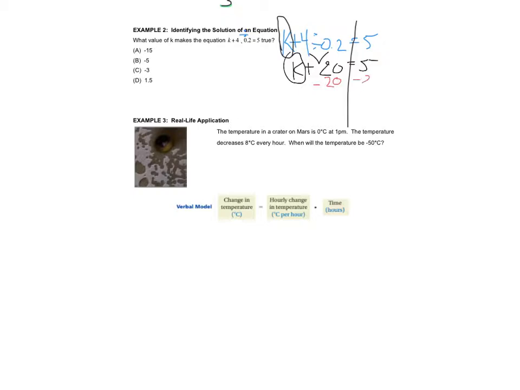So if I take 5 and subtract 20, because these will cancel, 5 minus 20 is negative 15. That's my answer. I look over here, letter A is my answer, and again, to check it, I could plug that right back into that k up at the top. I would still be doing the division first, but I would have negative 15 plus 20 equals a negative 5, which is correct. So k equals negative 15.